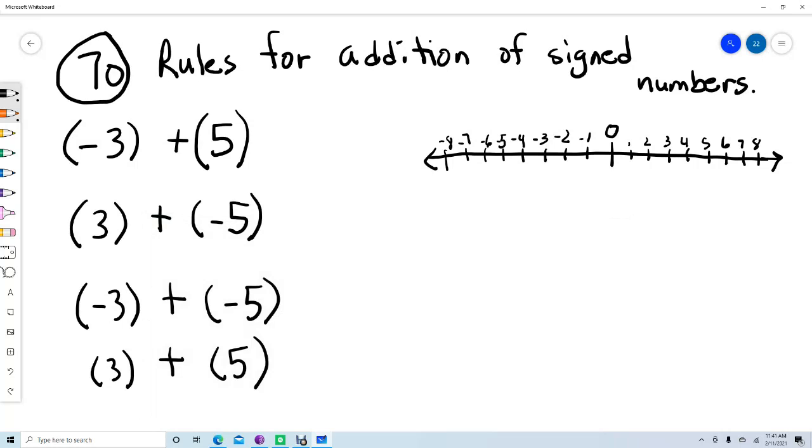This won't be very long. There are some rules for addition of signed numbers. This is related to lesson 69. I want to review absolute value.